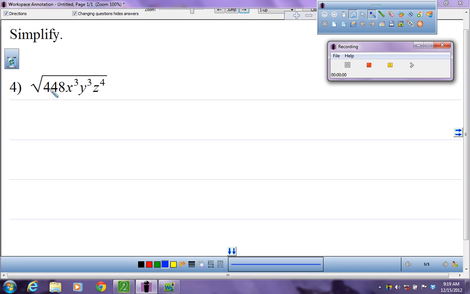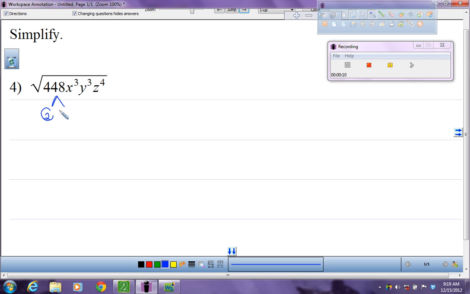Okay, so in this one here, we're going to simplify this radical. As you can see, we're going to attempt to do it with no calculator. Just because it ends in an even number, I know that you can divide by 2. Remember that? The divisibility rule.